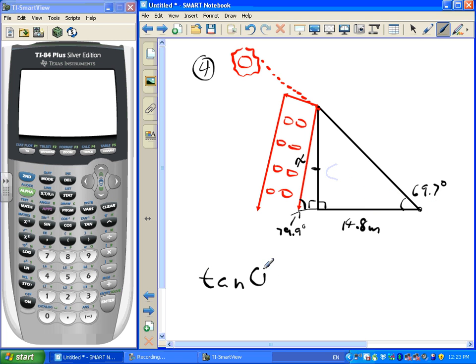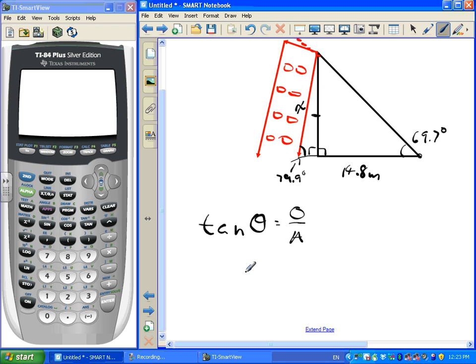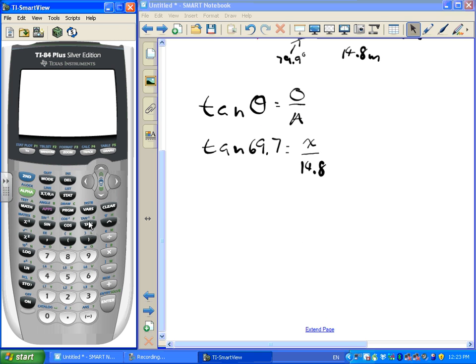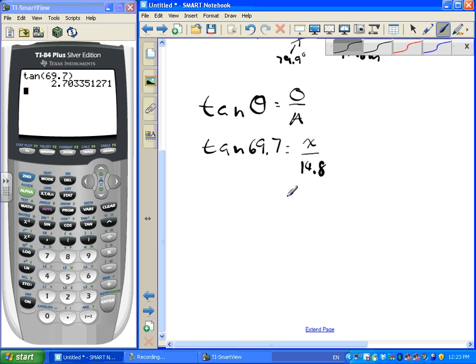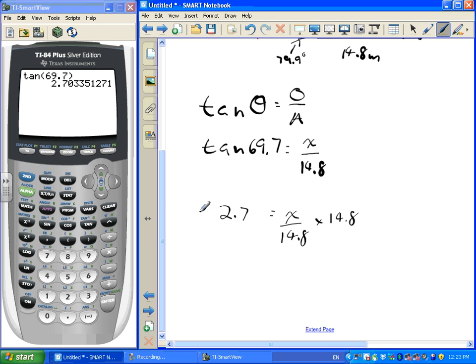Tan. Tan theta is opposite over adjacent. Okay. Tan 69.7 is our x over 14.8. So first thing, tan 69.7 is equal to 2.7. I'm going to round it to that, okay? x over 14.8. To move 14.8 and isolate x, I need to multiply both sides by 14.8.